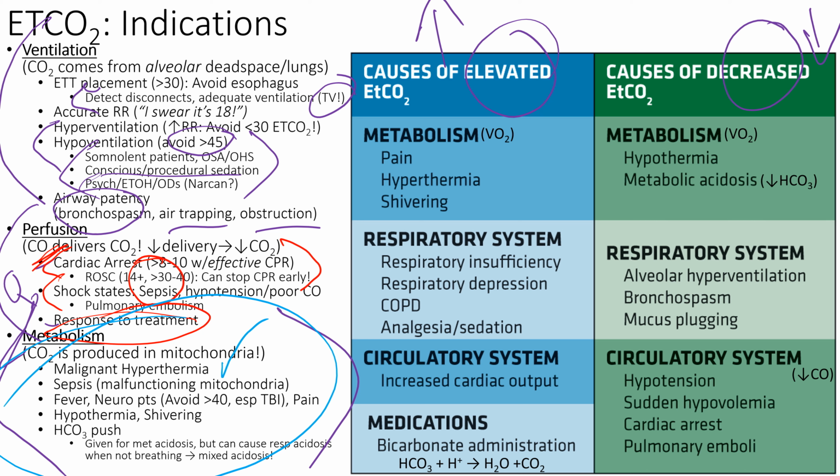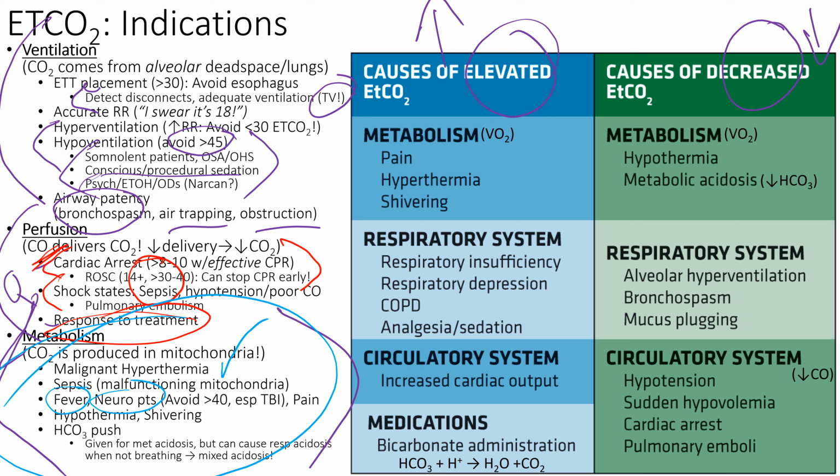And then sepsis, that just makes our mitochondria not work, right? So that's going to cause problems. Fever, we talked about. Neuro patients are important to monitor in the meantime. So make sure the end tidal CO2 is not more than 40, because CO2 is a vasodilator, right? Acids disrupt muscle function.